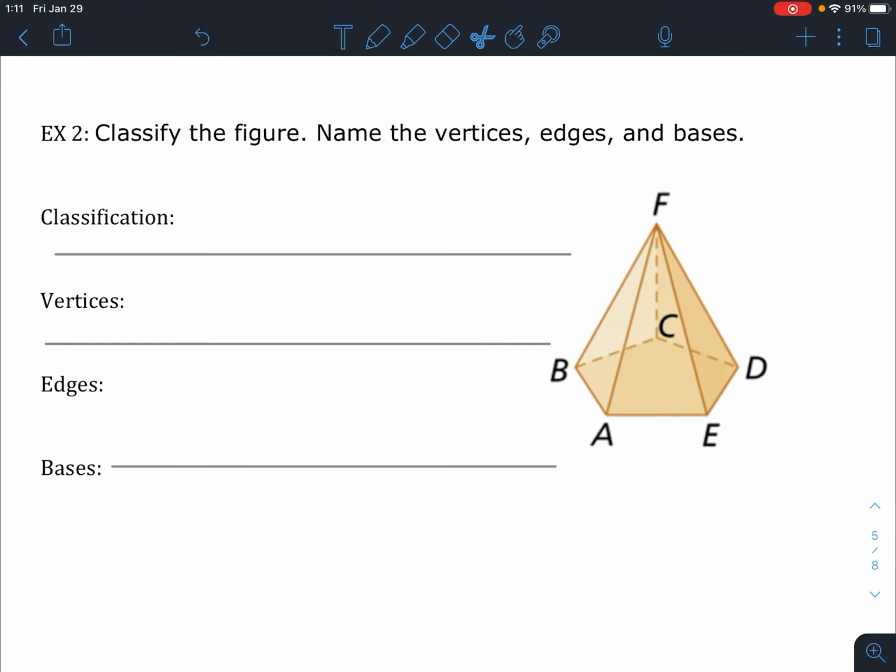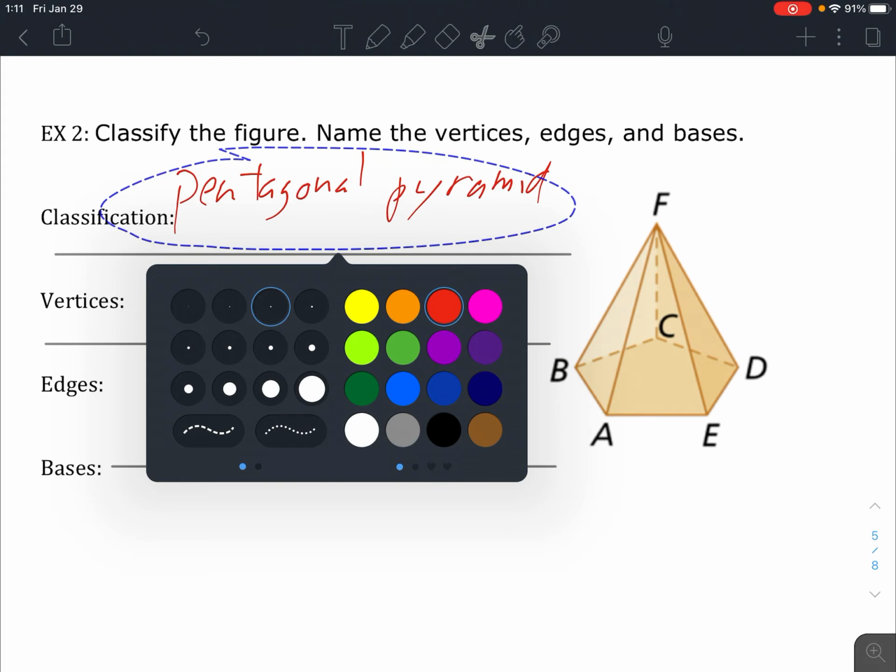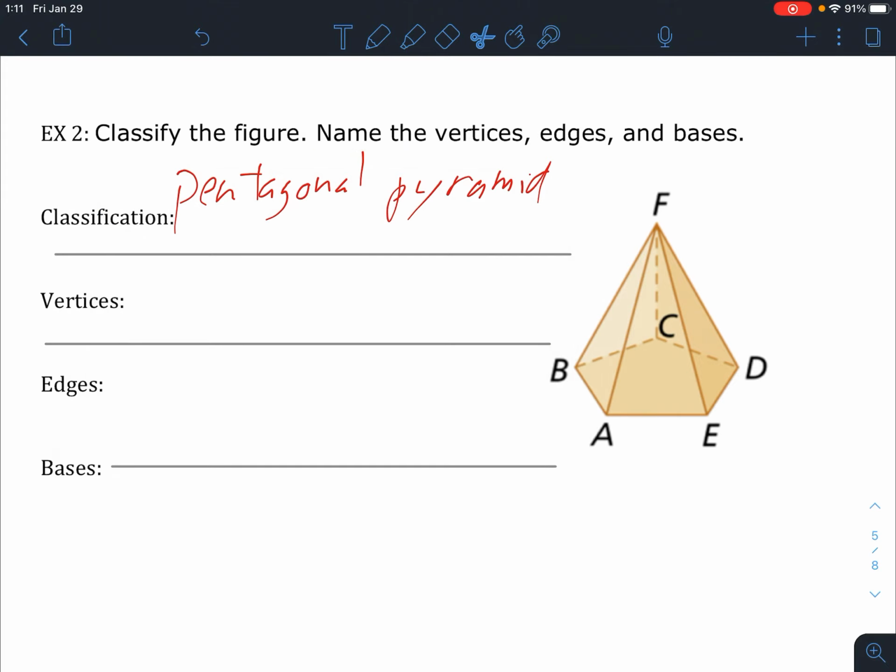All right, here's another figure. So the classification of this one is a pentagonal pyramid. It should be pretty obvious it's a pyramid. What kind of pyramid? You look at the base. The base is a pentagon. So this is a pentagonal pyramid.